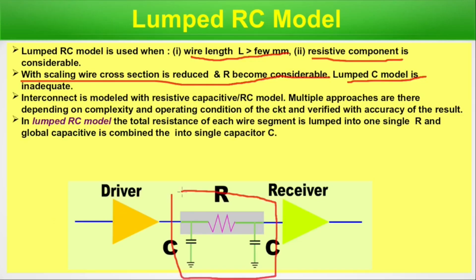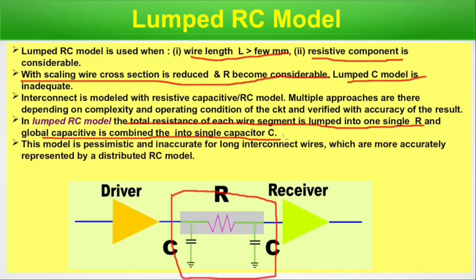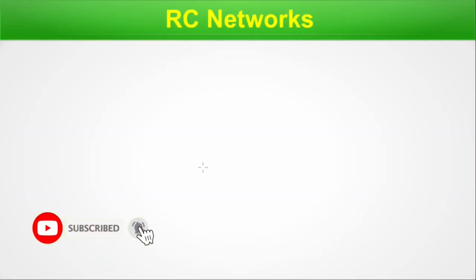Again, it is an approximation. Although they work really well, this model is pessimistic and inaccurate for long interconnect wires, which are more accurately represented by the distributed RC model. If the interconnect wires are really long, then a more accurate model is the distributed RC model. So next slide, RC networks.